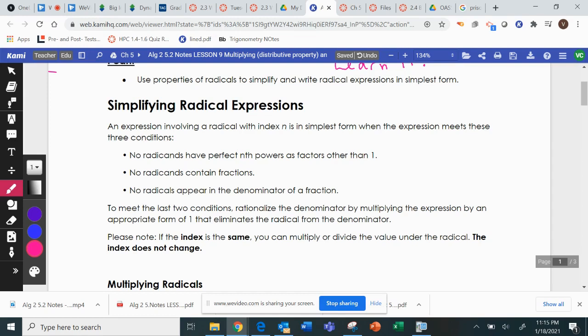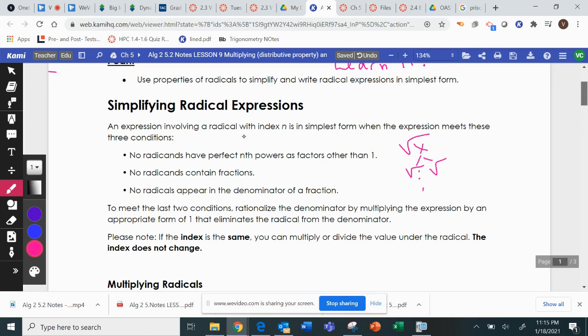Simplifying radical expressions, we can have a radical in simplest form if we can't factor out radicals and simplify them. If we can do that, then it's not simplified. So make sure that we factor them all out. No radicand can contain fractions, and no radicals appear in the denominator of a fraction.